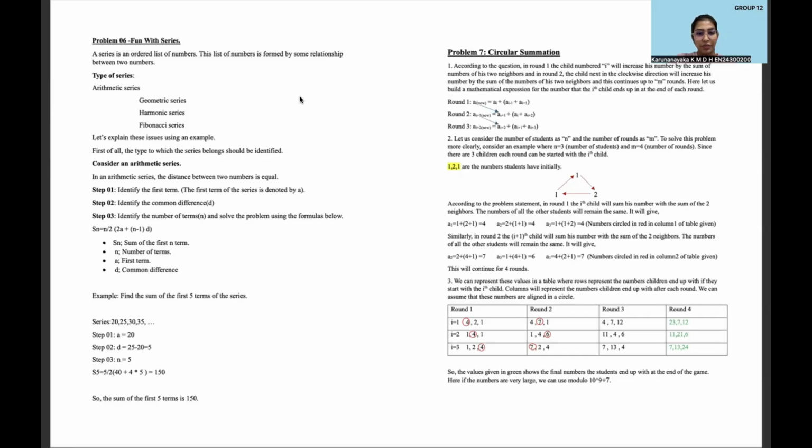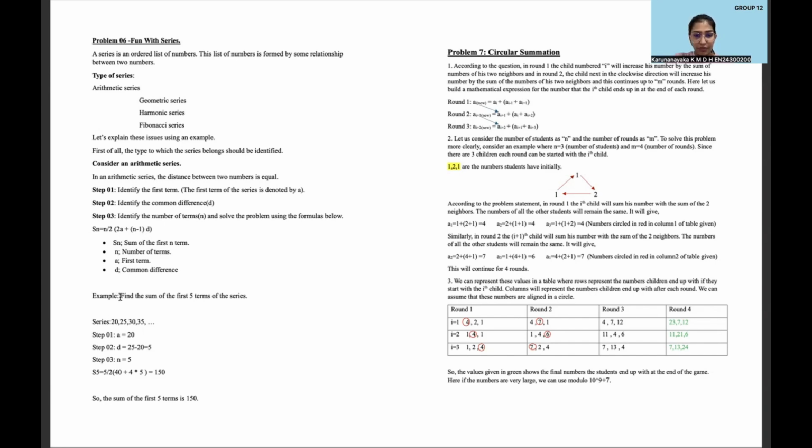Fun with series. A series is an ordered list of numbers created by a relationship between terms. There are some common types. For an arithmetic series, the difference between consecutive terms is constant. To solve problems, follow these steps. Identify the first term A, the common difference D, and the number of terms n.